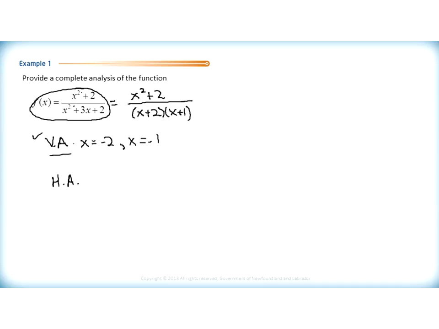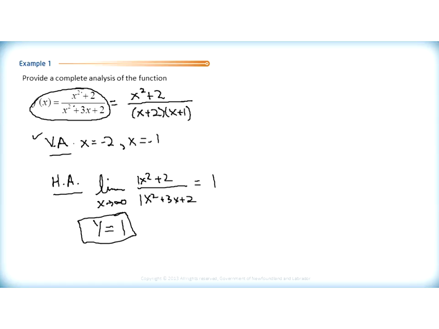So no oblique this time, but we do get horizontal. Our horizontal asymptote we find by taking the limit as x goes to plus or minus infinity. So we'll take positive for now: x squared plus 2 divided by x squared plus 3x plus 2. We should remember that when those degrees are the same, it's just the ratio of our leading coefficients. Since they're both 1 here, we get 1 divided by 1, which is 1. So our horizontal asymptote is a horizontal line, y equals 1, one unit above the x-axis.